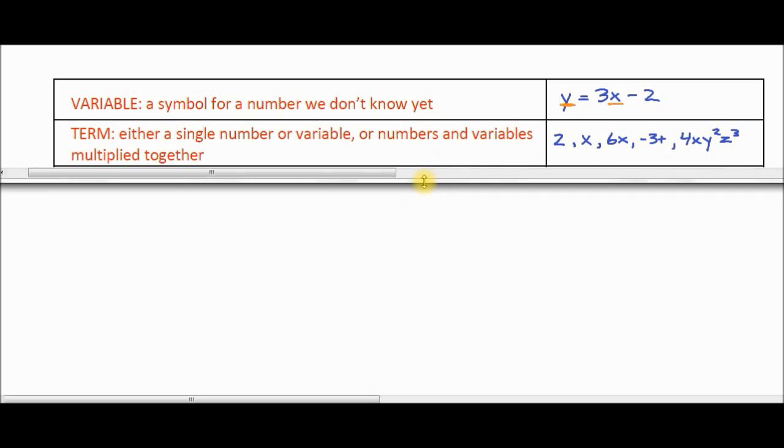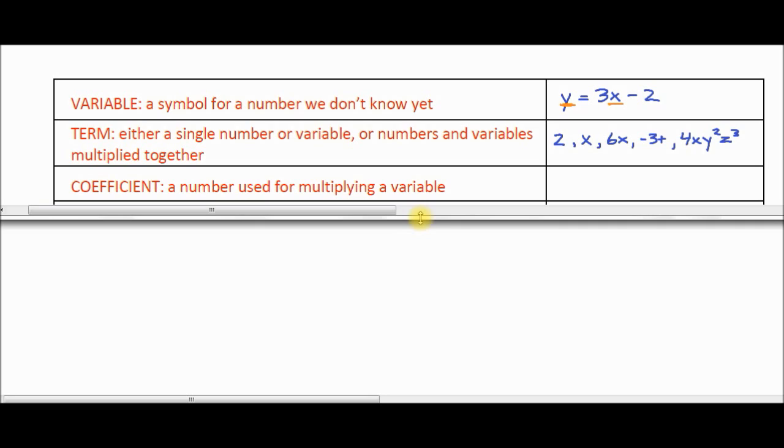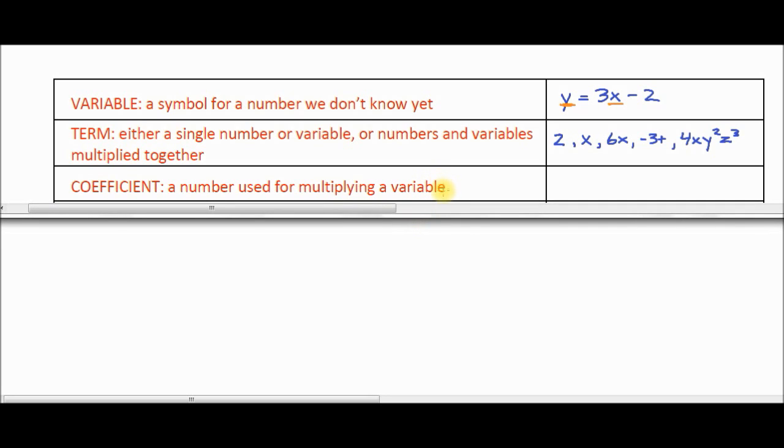Let's go on to the next word. The third word is coefficient. You'll hear that word a lot. What is a coefficient? It's a number used for multiplying a variable. In fact, we've already used a few coefficients now. Take a look at the top. This 3x, 3 times x, 3 is a coefficient of x. 6 is a coefficient of x. -3 is the coefficient of t. 4 is the coefficient of x times y squared times z cubed.